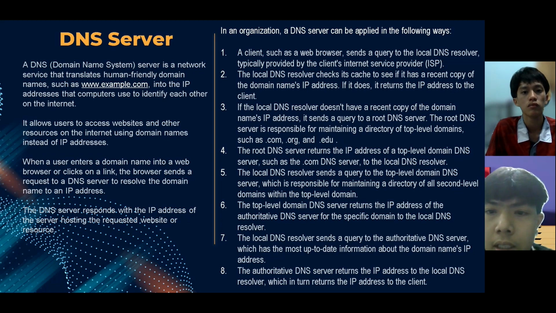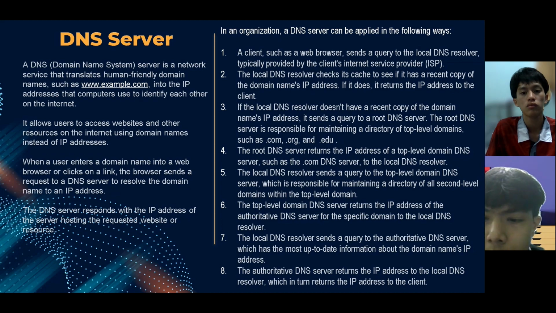Firstly, a client, such as a web browser, sends a query to the local DNS resolver, typically provided by the client's internet service provider, ISP. Secondly, the local DNS resolver checks its cache to see if it has a recent copy of the domain name's IP address. If it does, it returns the IP address to the client. Thirdly, if the local DNS resolver doesn't have a recent copy of the domain name's IP address, it sends a query to a root DNS server.